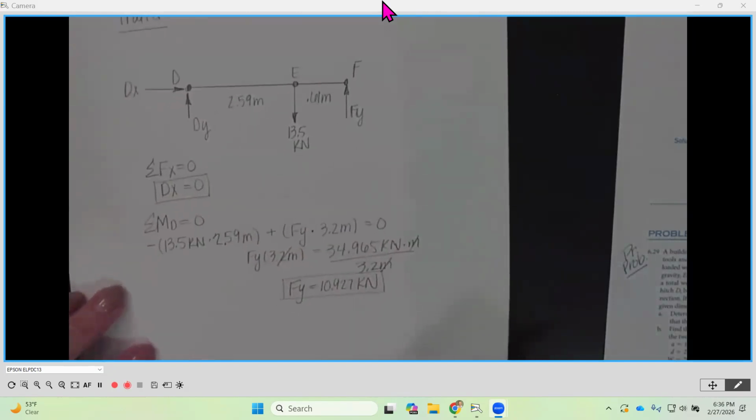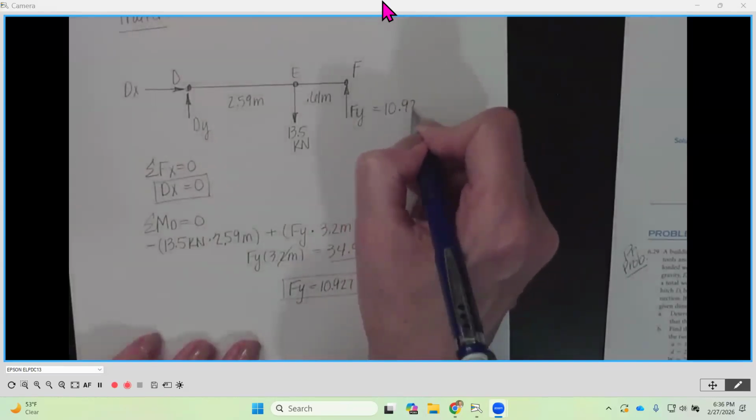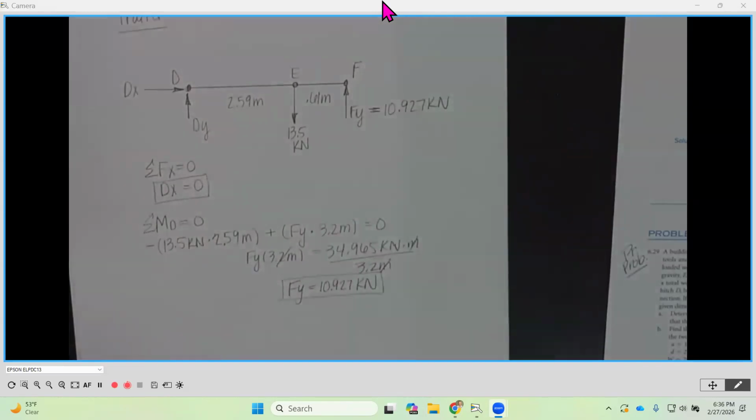So you should end up with 10.927 kilonewtons for Fy. And if you haven't gotten there quite yet, I'll give you a chance. Everybody got that? Right.